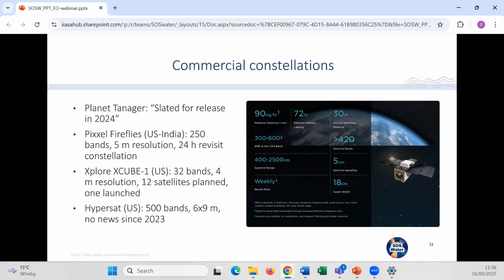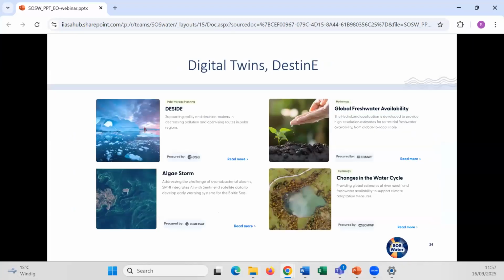So in summary, I think what commercial constellations will add is mostly temporal revisit time, because they will provide additional satellites that probably have similar configurations as existing ones. Whether they can push the quality of data significantly remains to be seen.